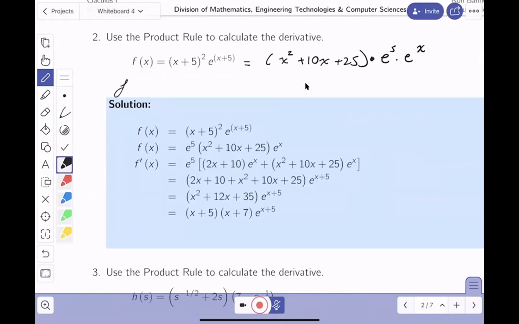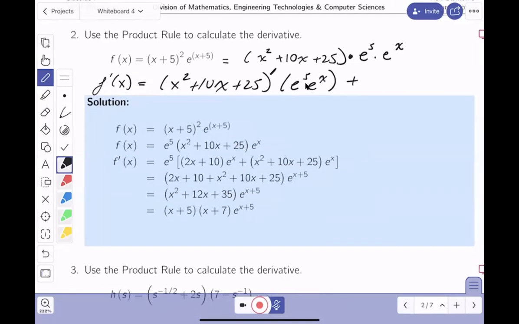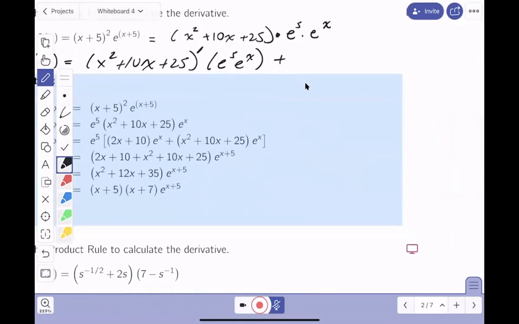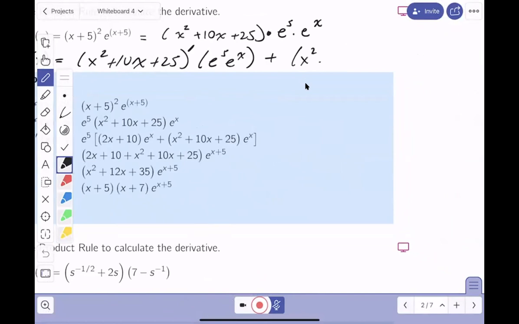So f prime, I'm going to say the derivative of the first function. I realize some students say, well, I'm just going to write that down. I'm not going to put this prime notation down. And I would appreciate that. I don't want to put the prime notation down either. Times the second function, which is e^5 e to the x, plus, whoops, the first function. And yes, I'll look at the answer key later, times the derivative of the second function.